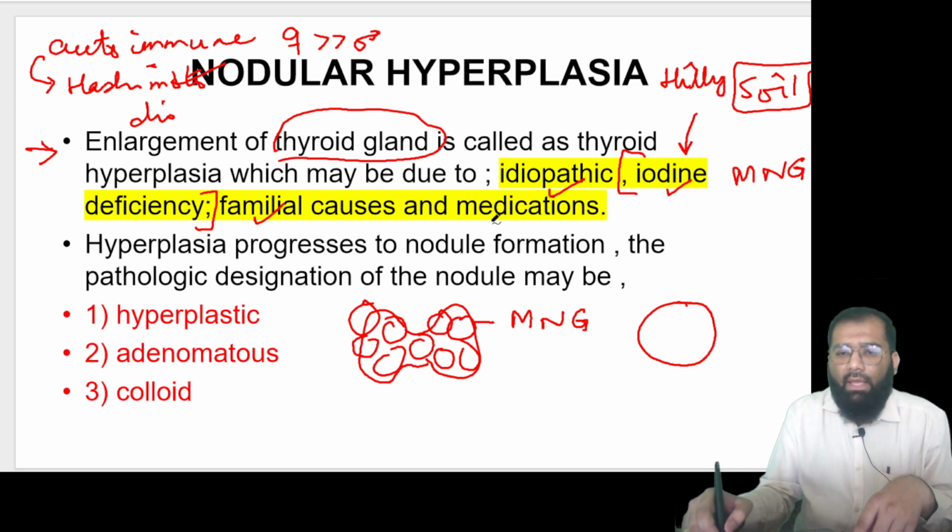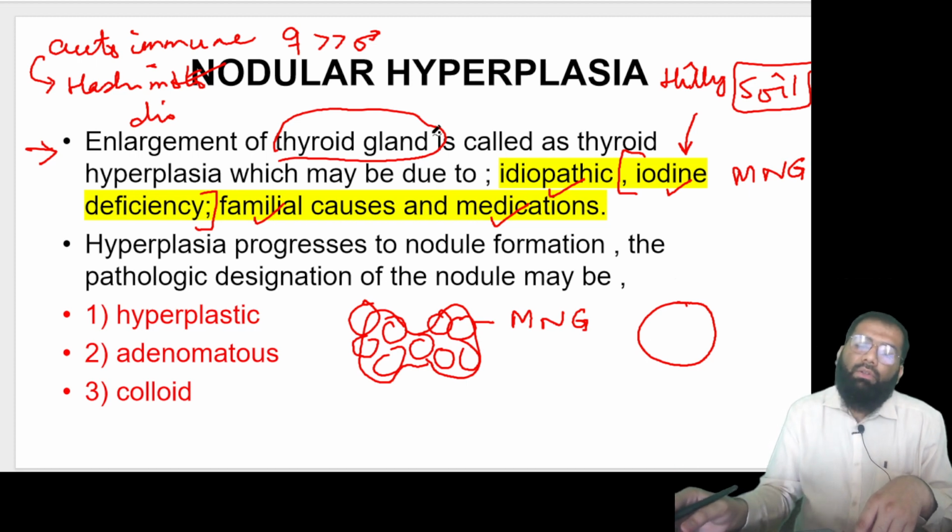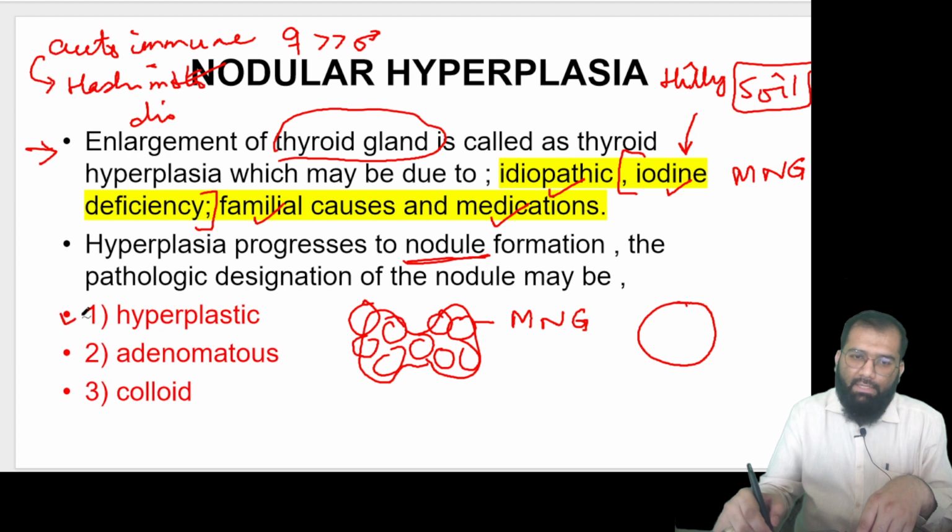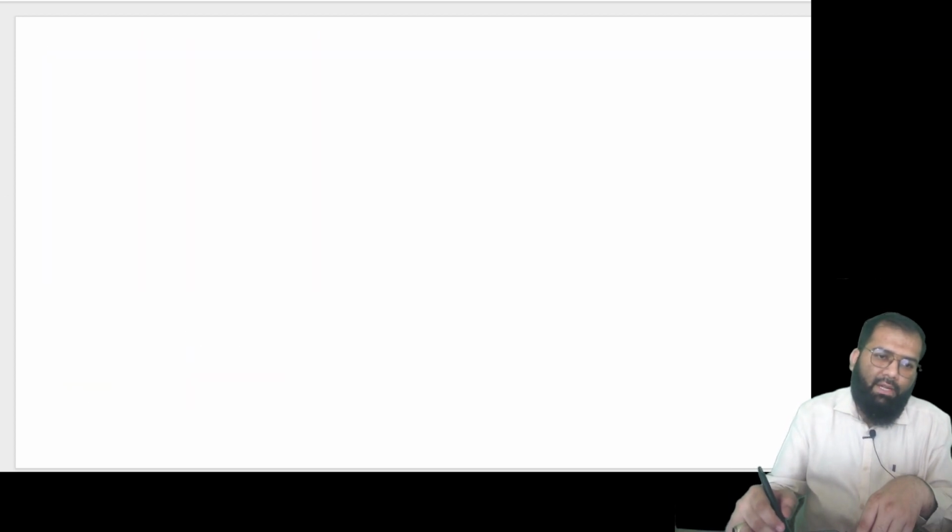Now there are certain medications which can also cause thyroid hyperplasia. There are also certain infections, so we'll see those special types of thyroiditis where, in infections also, there can be hyperplasia of the thyroid. Hyperplasia progresses to nodule formation, and then the designation of this nodule can be hyperplastic nodule, adenomatous nodule, or colloid nodule. So we'll see all of this, but let us come to the very fundamentals.